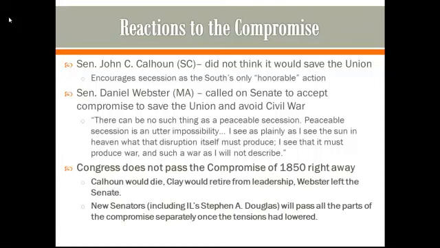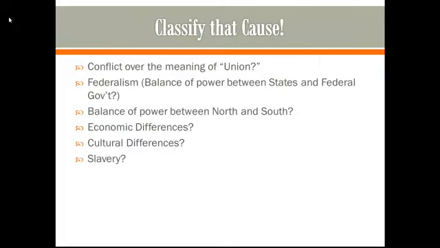But the Compromise of 1850 shows us a number of things. It shows us a lot of these issues of the war. So see if you can figure out which of these causes the Compromise of 1850 shows us.